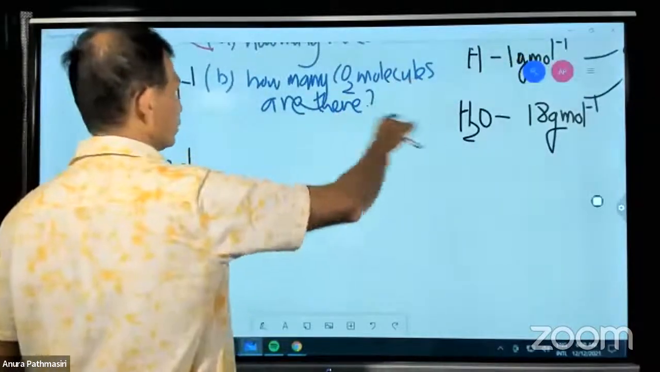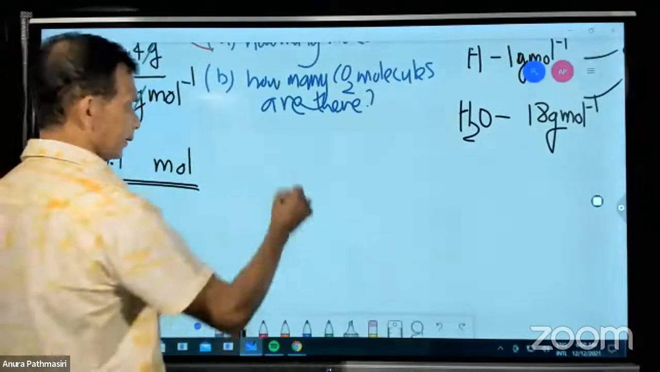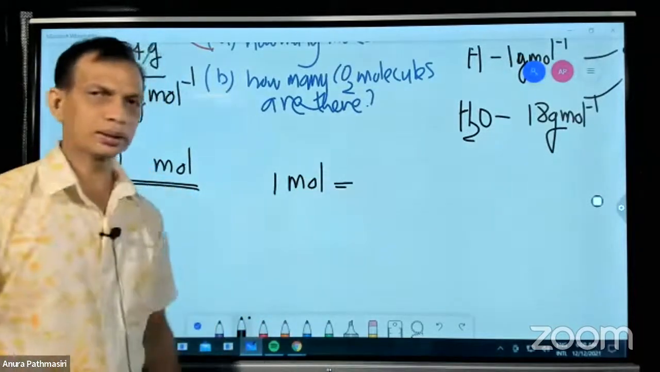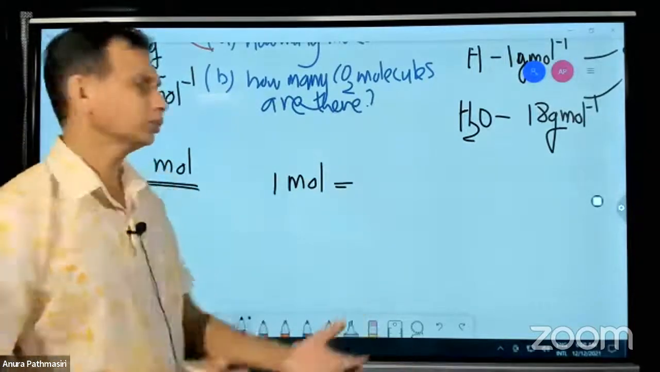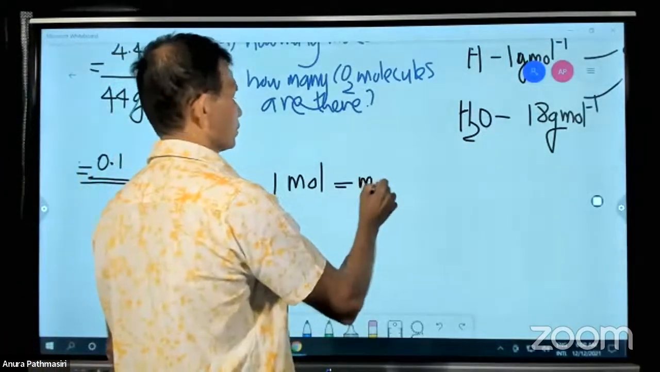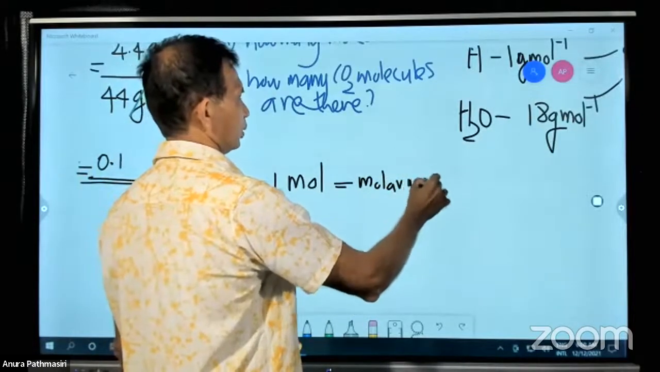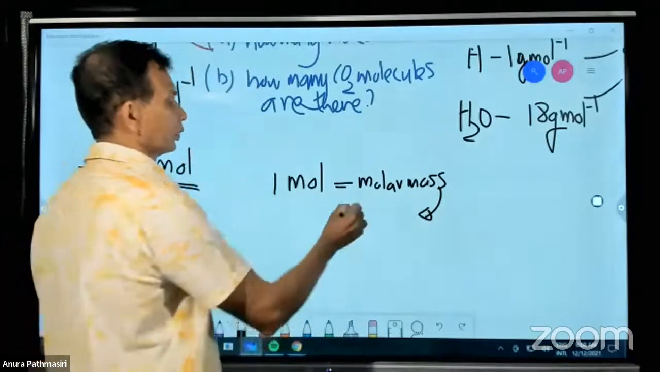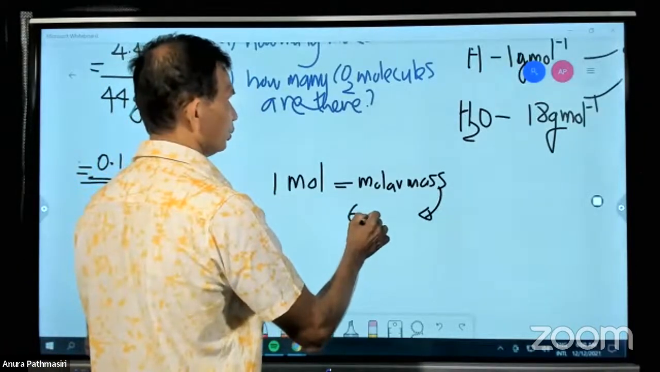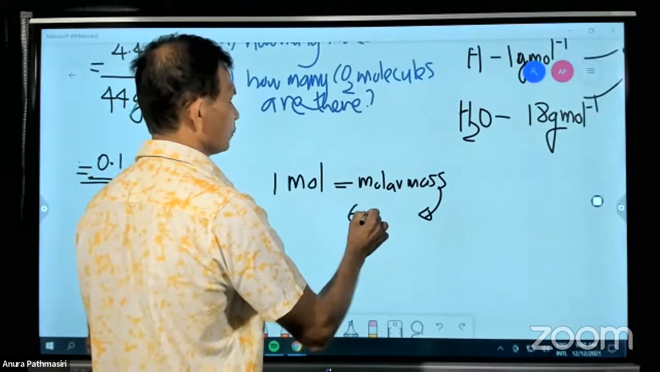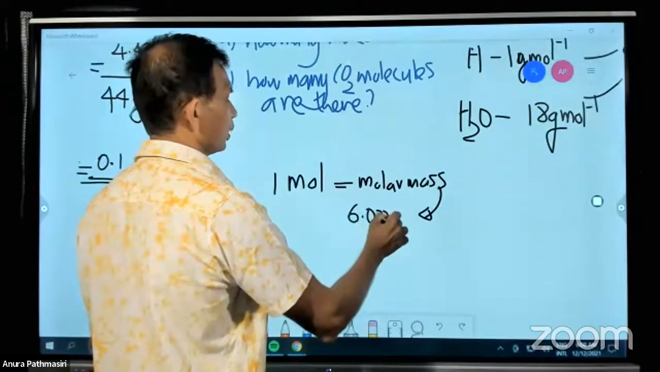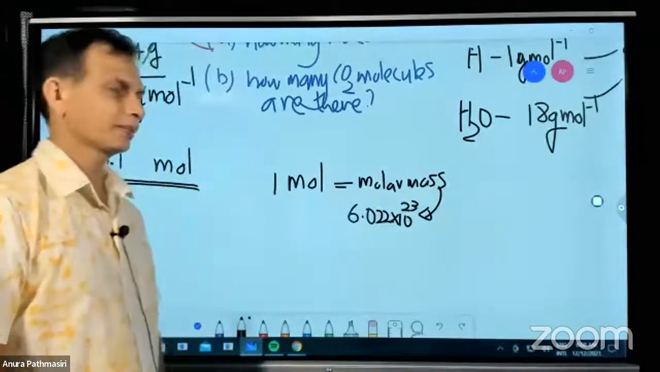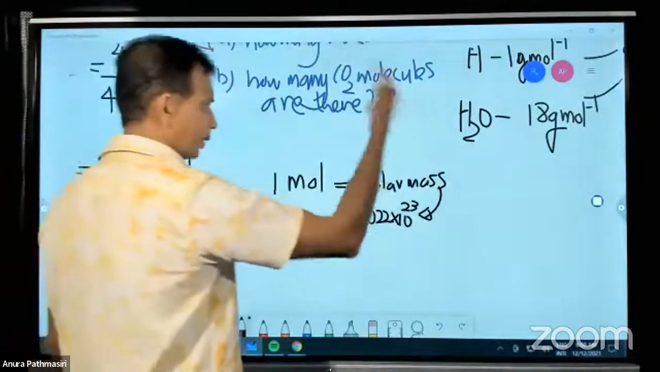How many carbon dioxide molecules are there? Take 1 mole. Look at its mass, which is the molar mass. Then find the number of molecules using the Avogadro constant, 6.022 times 10 to the power 23. That is the amount in 1 mole.